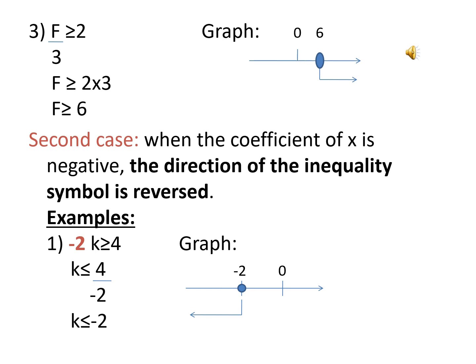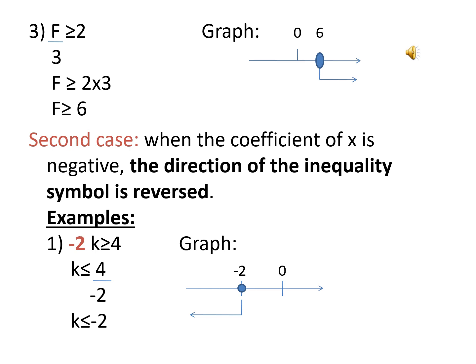To graph the solution, we draw a closed circle at 6, then we draw an arrow going to the right to represent all real numbers that are greater than or equal to 6. The second case, when the coefficient of x is negative, the direction of the inequality symbol is reversed. Example: minus 2k is greater than or equal to 4.